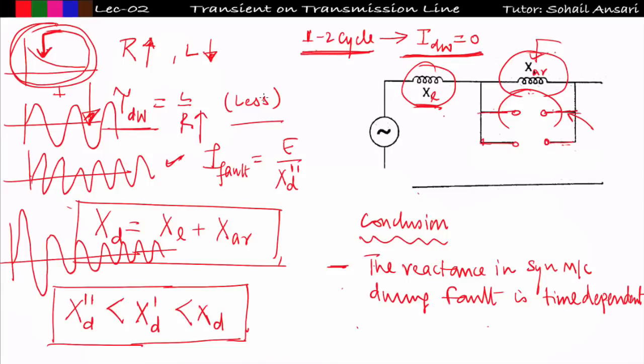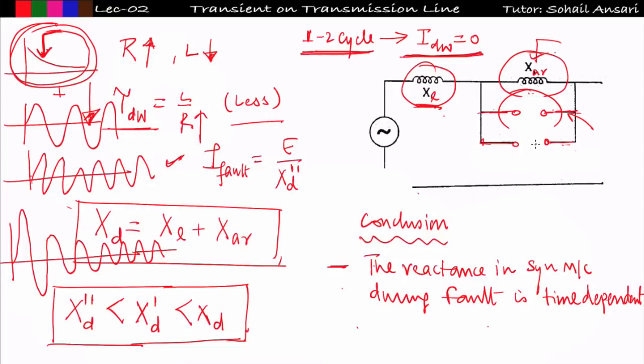Why? Because the purpose of the damper winding is to damp out the oscillation in the form of losses. So when losses increase, definitely the resistance will increase, and we know the damper winding has more resistance than inductance. So the overall time constant of the damper winding is less. If the time constant of the damper winding is like that, it will go to the steady state quickly. So after 2 cycles there will be no effect of the damper winding, so it can be open circuited.